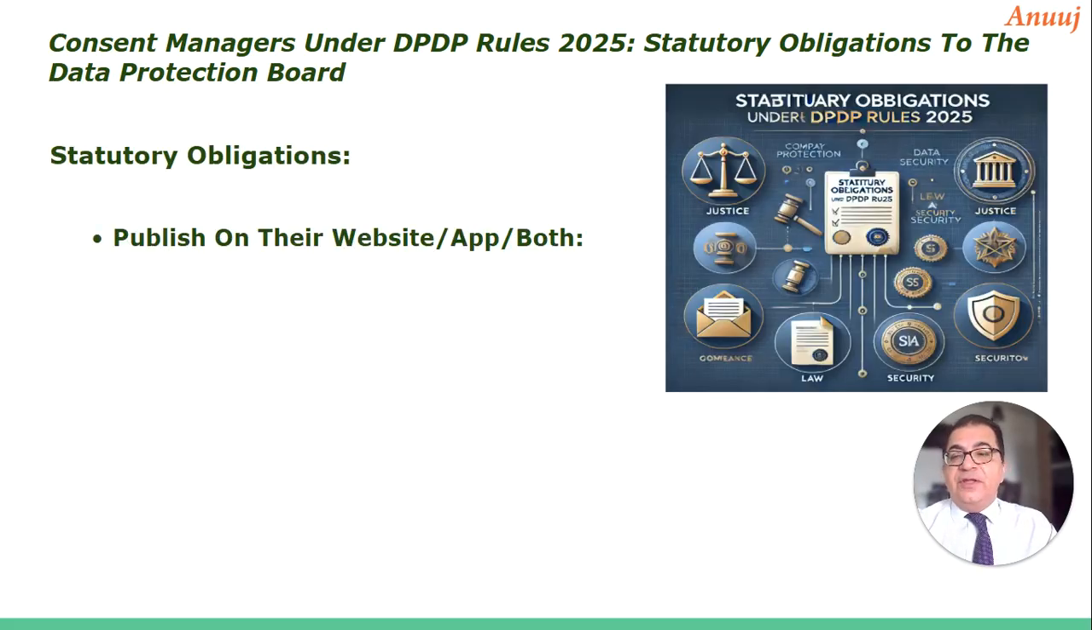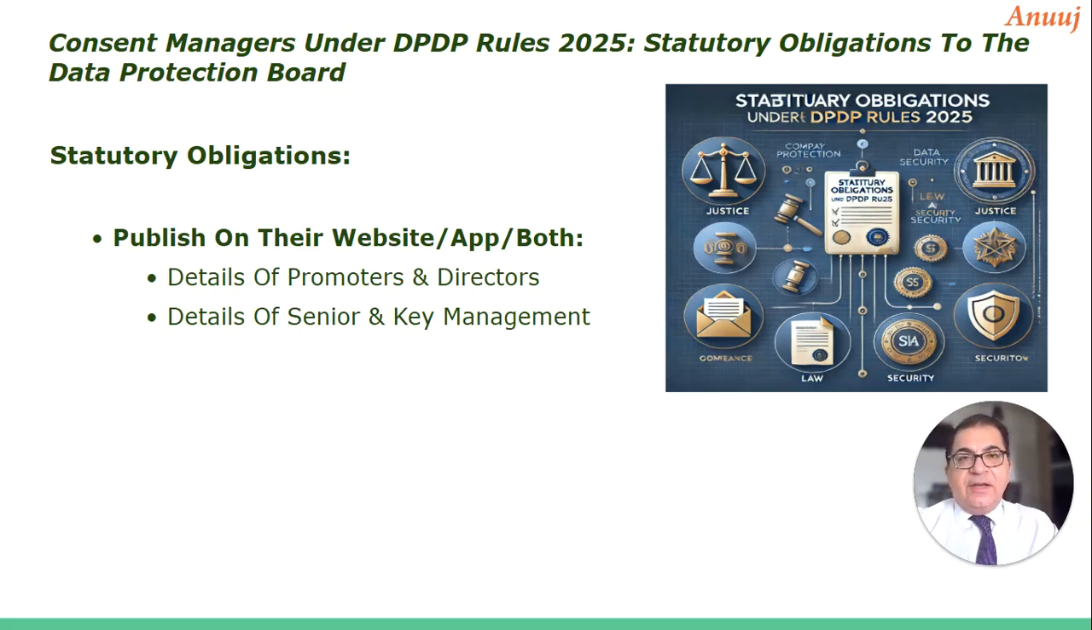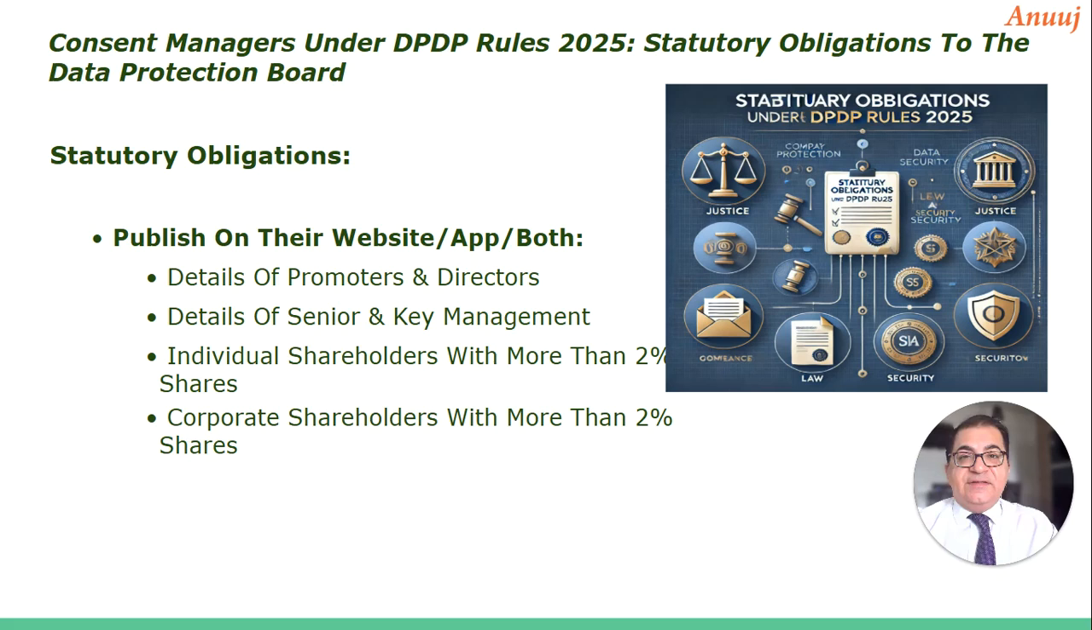From statutory point of view, the consent manager organization on their own website or their own application, maybe they can have both of them, should provide details about their own promoters and directors, their own senior and key management, the stakeholders in their organization, both as individuals as well as corporate stakeholders who hold more than 2% of share of their organization. Which organization? Consent manager organization, not the fiduciary, right? Consent manager organization shareholders holding more than 2% of shares at the start of the given month, their promoters, their directors, their key management, senior management. This is the information that has to be always available on the website of the consent manager organization.